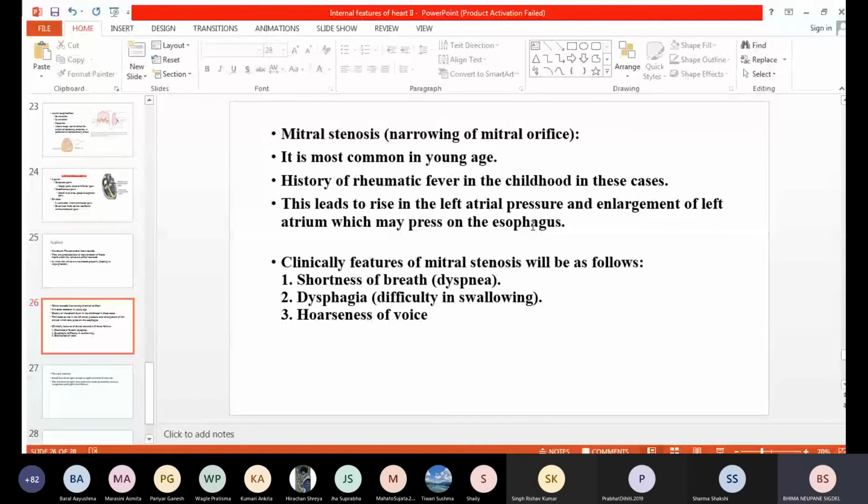So now clinical features, what are the features you can observe in patients with mitral stenosis? First, there is difficulty in breathing, difficulty in swallowing, and along with that it will also lead to compression of the left recurrent laryngeal nerve, which will lead to hoarseness of voice. You have heard a different, thick voice, not high pitch, that you can hear in many cases.